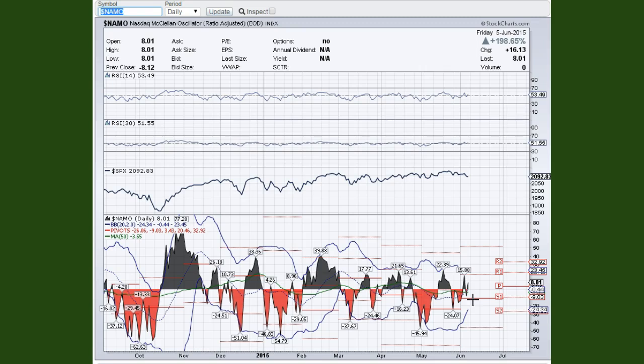Why is that? Because certain Nasdaqs have done tremendously well. Look at Netflix. Look at Amazon. Look at many other Nasdaq stocks that we trade. Well, we trade a handful.